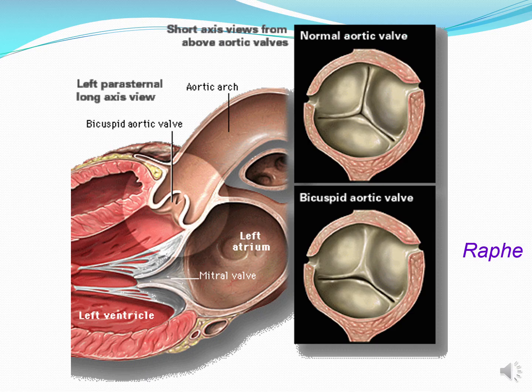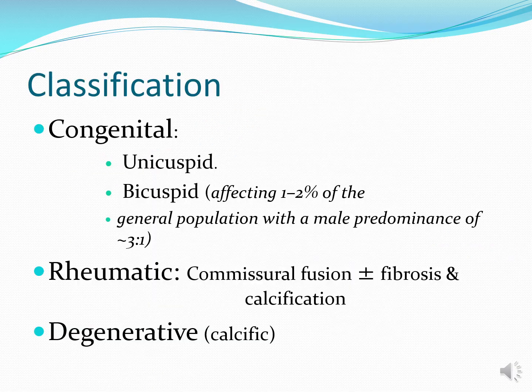I usually tell students that in such a class, usually there are two, maybe three people who have this abnormality. So, as we said, the classification may be congenital, unicuspid, bicuspid. The other reasons are rheumatic disease, where you have commissural fusion, which with time will lead to fibrosis and calcification. And the final cause of aortic stenosis is what happens with age, what you call degenerative calcific.